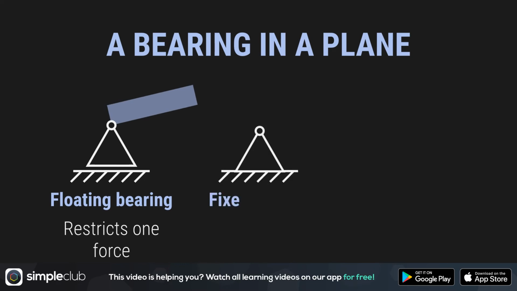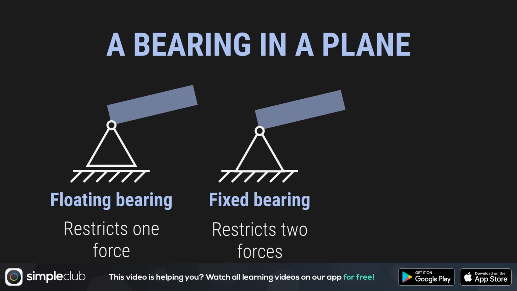Then, there's the fixed bearing. It looks exactly like the floating bearing. However, it does not leave a gap between itself and the horizontal floor surface. A fixed bearing only allows for rotations. It cannot be moved. Seeing as how it restricts both x and y movements, it restricts 2 degrees of freedom.